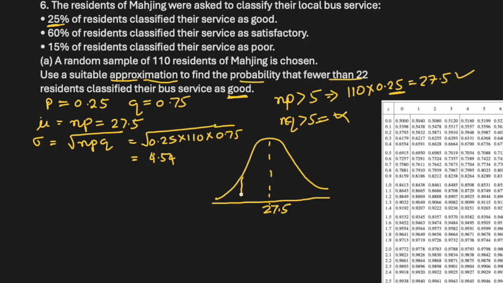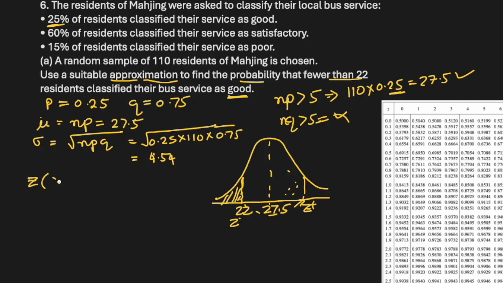So if 22 is here, we need fewer than 22, and again the problem is that we'll get a negative z-score in this case, so we will reflect it here, and then we'll get an answer which is lower than that z-score, which is positive for this negative z-score. Let's find the negative z-score first.